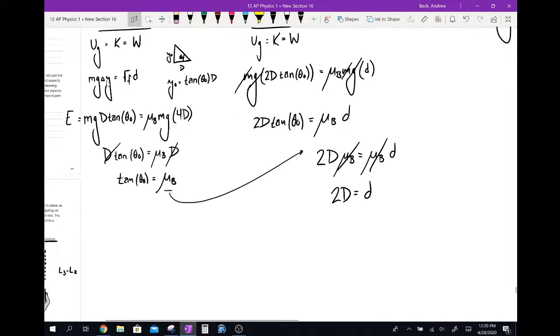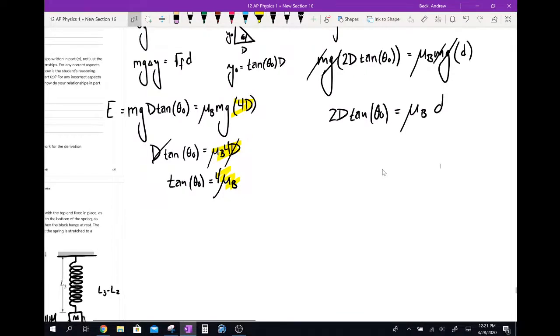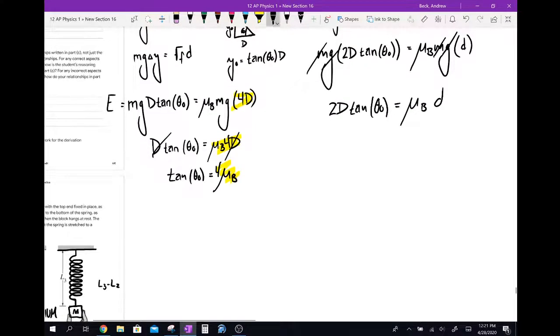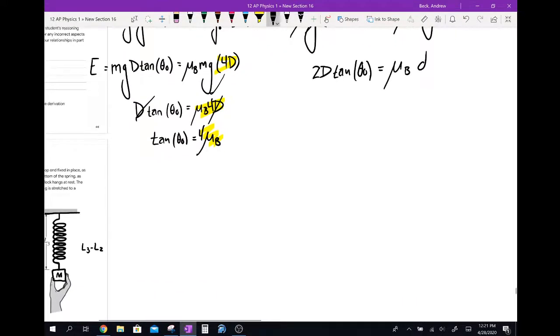So we definitely have the doubling piece. Let me pause this really quick and think about what happened. Okay, so I see what happened. I forgot to bring this 4 down. So we had this mu b mg times 4d was our original displacement. I forgot to bring the 4 down. So we have mu b times 4d, so tangent of theta naught is equal to 4 times mu b.